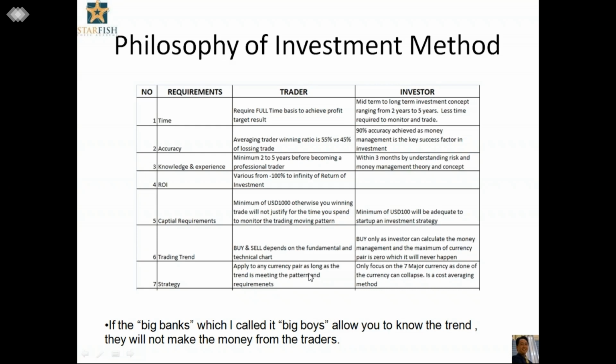Applicable to any currency pair as long as the trend is meeting the pattern and requirement. However, for investment, we only focus on 7 major currencies, as we believe none of the 7 major currencies in the world can collapse. If any one of the major currencies collapses, it will cause the world economy to collapse as well. So this is the summary of the difference between the trader and investor.